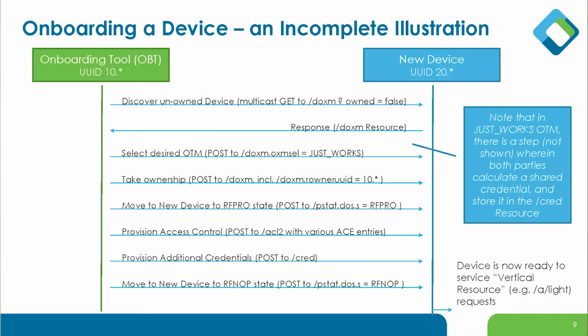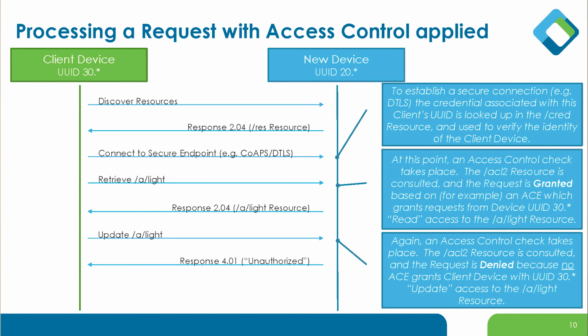The rest of the slides contain a sequence diagram which shows an incomplete illustration of the onboarding steps in sequence. This will help you in debugging if you're ever looking at onboarding and are having troubles. So you can refer to that. There's a walkthrough of processing a request with access control applied that shows the access control resource that I talked about earlier being applied in action.